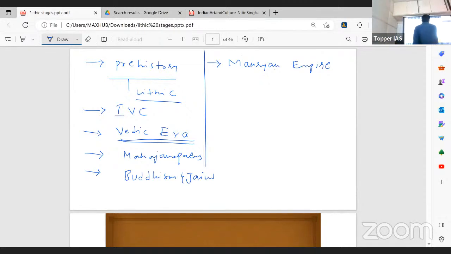Okay, so Mauryan Empire. After the decline of Mauryan Empire, right? So there was instability in the Indian subcontinent.